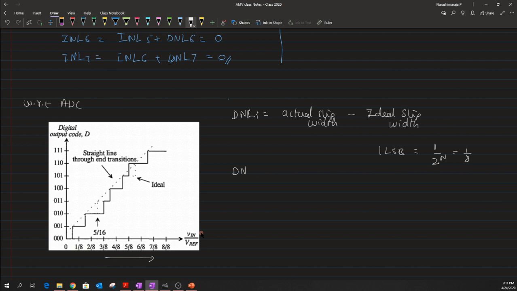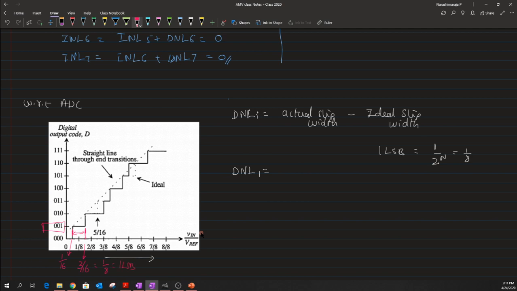So let me just start with DNL of 1, and for this value of 1 you have to look for this digital output, which is 001, and look for the corresponding width. The width is computed by the difference between these two analog values. The value that we have here is 3 by 16, and the value at the other end is 1 by 16, and the difference between these two ends up being 1 by 8, which is nothing but equal to 1 LSB.